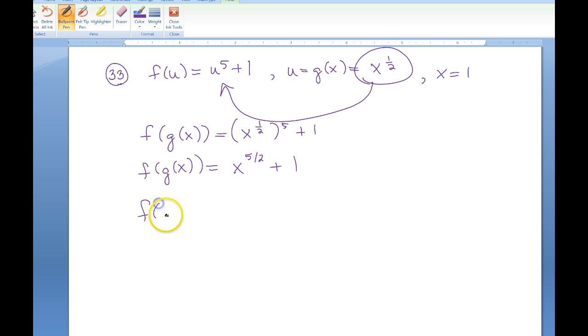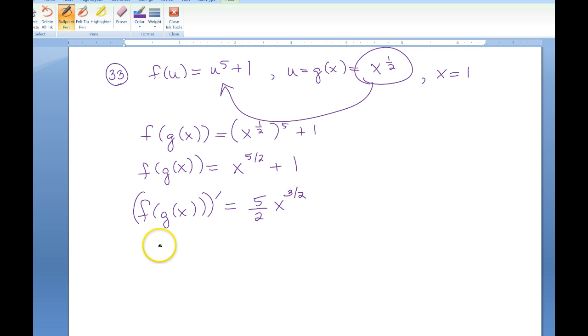Now I want to take f of g of x prime. I'm taking this whole thing prime. The other way to write it would be f of g prime of x. This one's easy now: 5/2 x to the 3/2 plus 0.